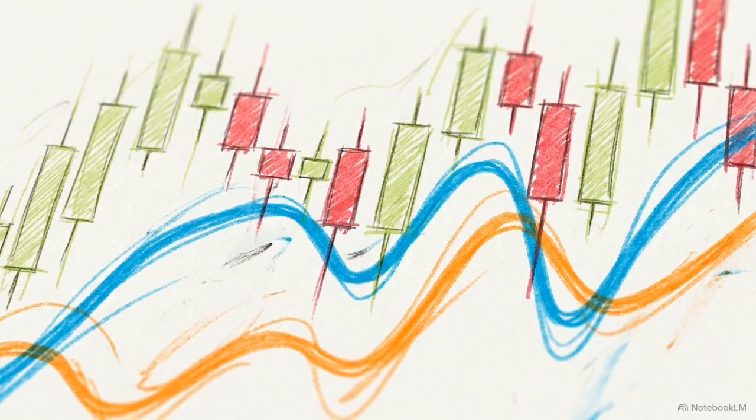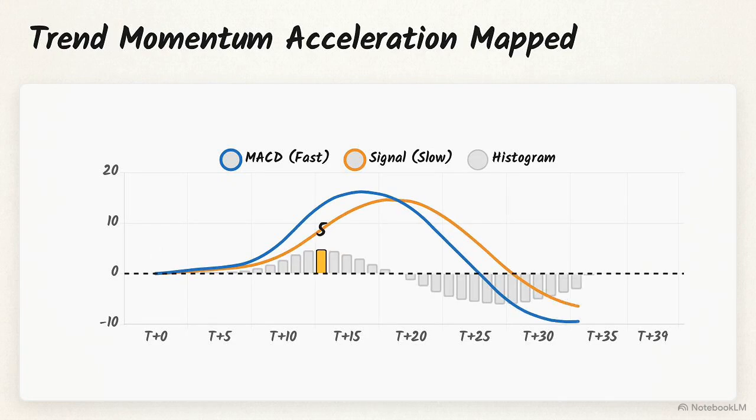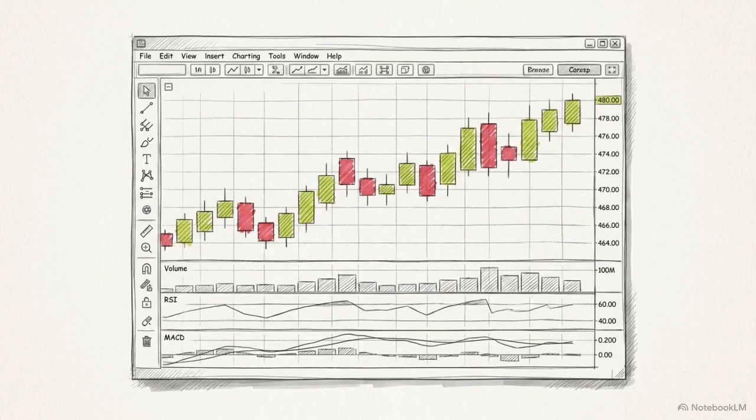To look past the surface of the price candles, we use the Moving Average Convergence Divergence, or MACD. It's a tool designed to visualize the mathematical relationship between different moving averages, revealing whether a trend's internal strength is actually accelerating or beginning to fade. Open your charting platform, like Grow, and pull up any standard daily candlestick chart.